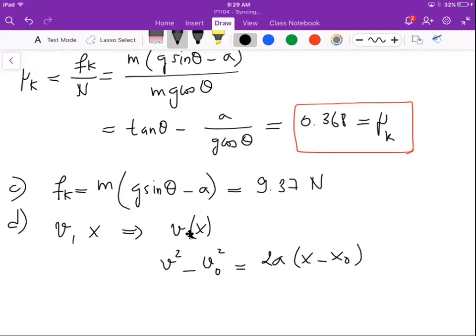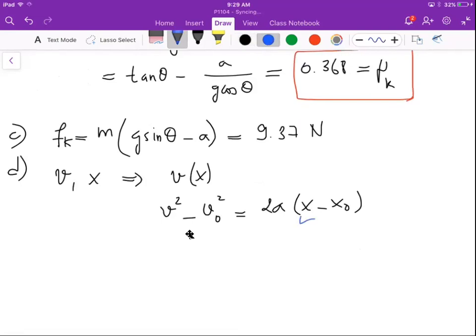We know that x minus x0 is the distance it traveled on the inclined plane, which is 2 meters. Okay, we know what the acceleration is. This is equal to 1.78 meters per second squared. Of course the 2 is just a factor. And v0 squared, v0 is equal to zero. We know that initially it did not have any initial velocity.